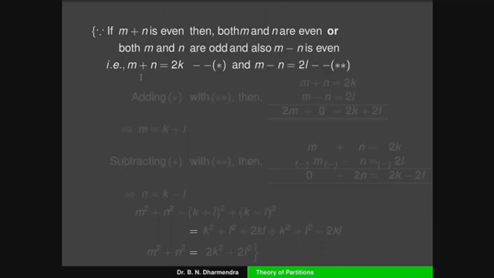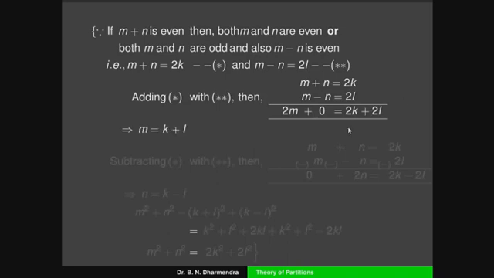We add the star equation with the double star equation, so m plus n is equal to 2k and m minus n is equal to 2l. After adding these two equations, n gets cancelled, that is 2m is equal to 2k plus 2l. So the 2 gets cancelled on both sides, and therefore m is equal to k plus l.